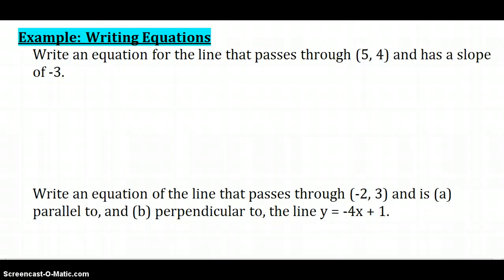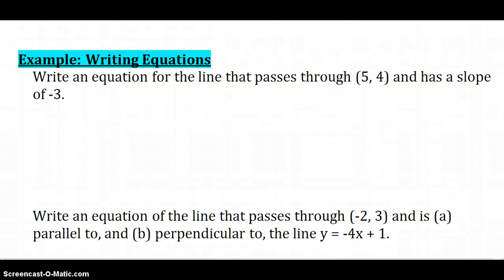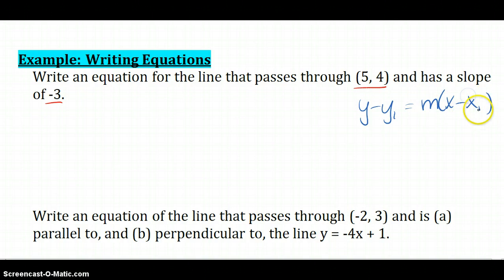The first one is: write an equation for the line that passes through the point (5, 4) and has a slope of -3. We were given a point and a slope, so we're going to use point-slope form. And again, that is y minus y1 equals m times x minus x1. And we are plugging into the y1, the x1, and the slope.